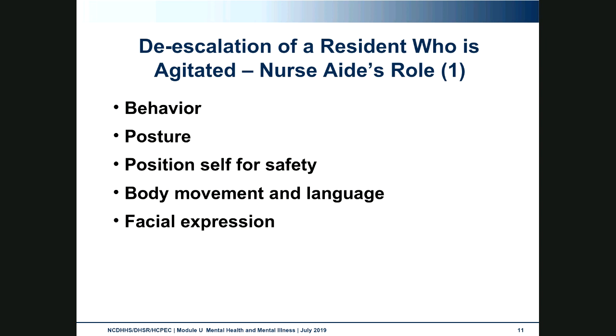Position yourself for safety. Never turn your back. Always maintain a distance of at least two arm lengths. Don't get close enough to touch the person, because if you touch them, they can touch you. So always maintain the two arm lengths. If they move towards you, you move back, which is why you always want to make sure your back is to the door. You can always get out.